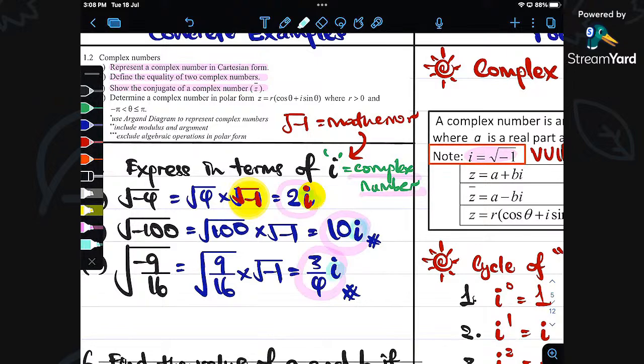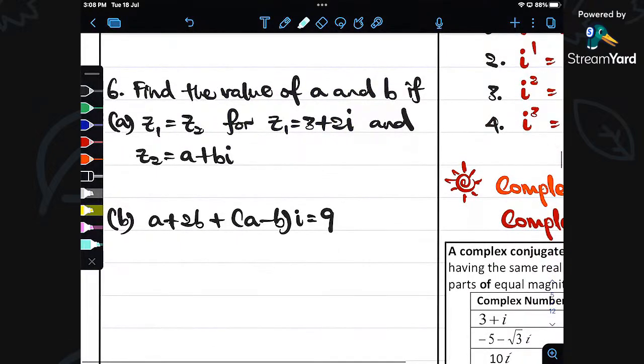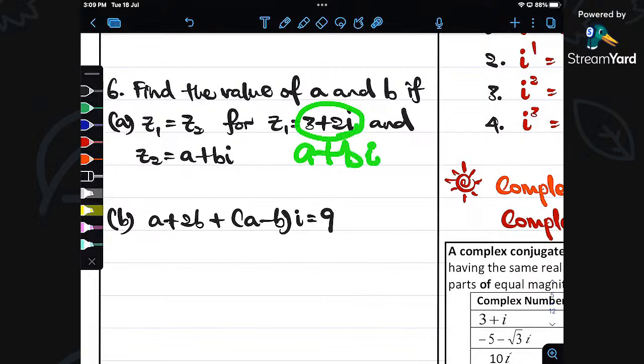Okay? So now let's go to the next question. Concrete example. Find the value of a and b if Z1 is equal to Z2. Okay, apa benda Z1, Z2 ni? So Z1 is 3 plus 2i. So whenever you see 3 plus 2i, this is actually a plus bi.